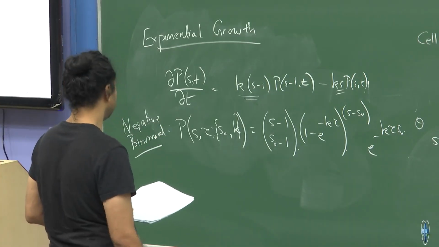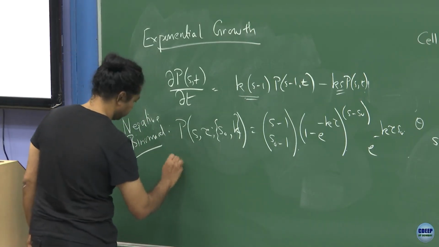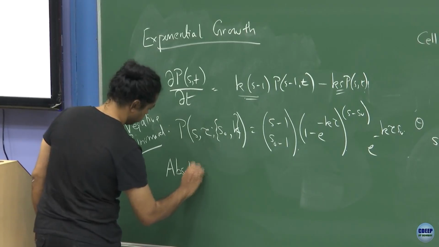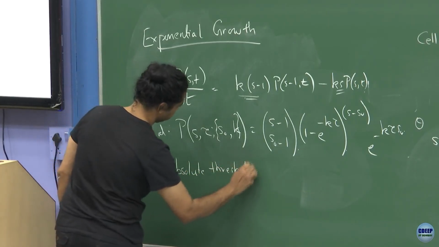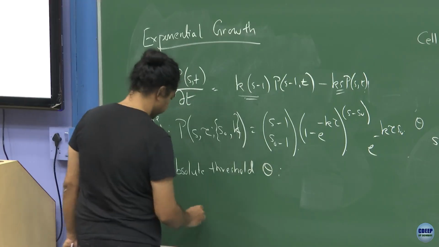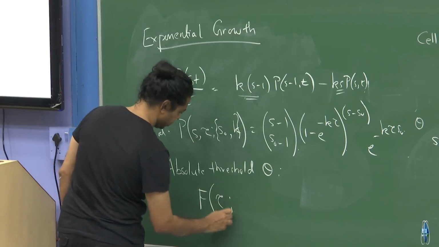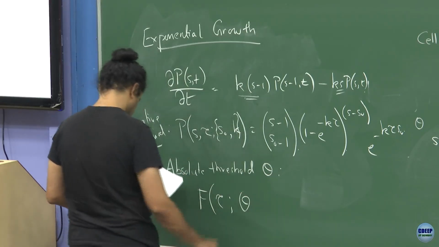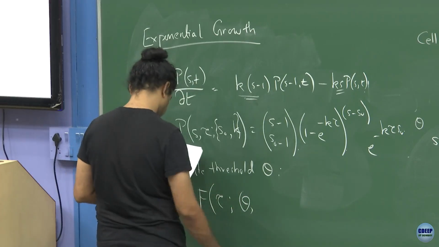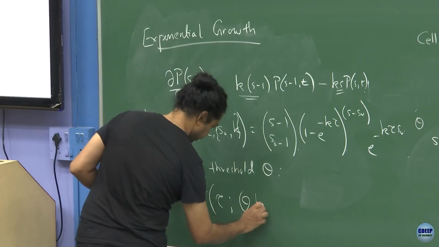If you want the first passage distribution, if you choose some absolute threshold theta, you can work out the first passage distribution for a given choice of this absolute threshold and for a given choice of this rate parameter k.